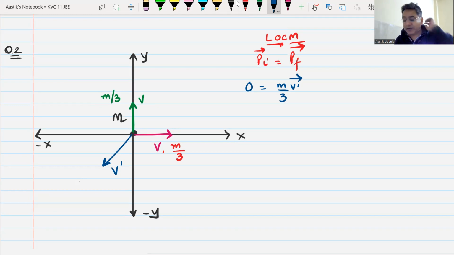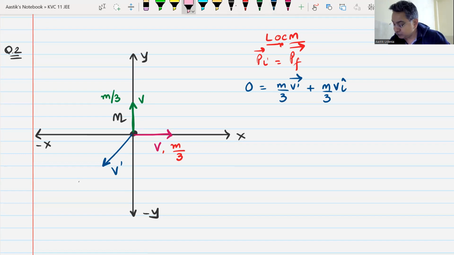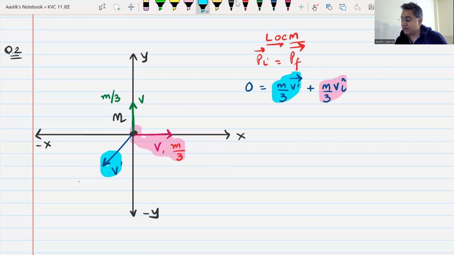So the final momentum of the bomb would be m by 3 into v dash vectorially, plus m by 3 into v. This is the momentum of the red ball. This is the momentum of this one. I have written it vectorially. I hope you are able to understand this.